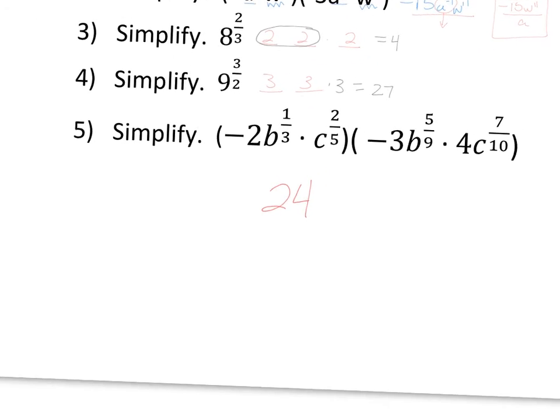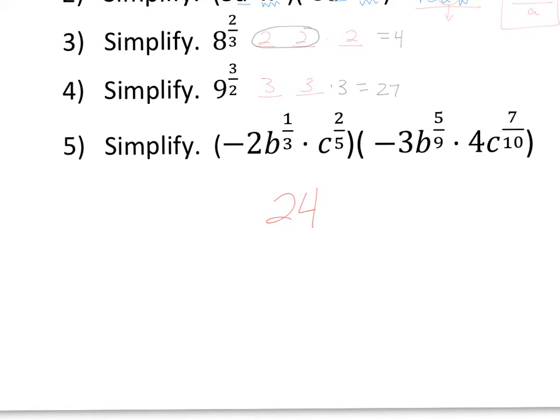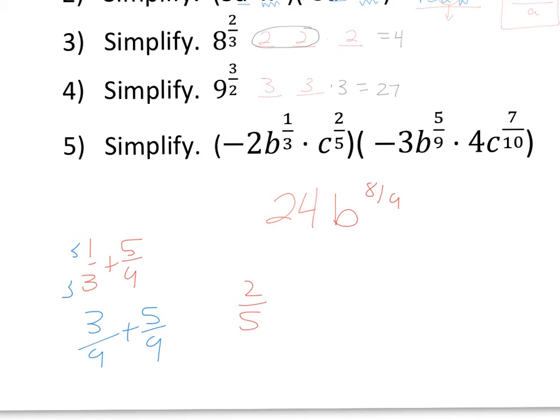Now, if you don't have a calculator or whatever, just off to the side, do 1/3 plus 5/9. Come up with a common denominator here. So we're going to multiply by 3's and get 3/9 plus 5/9 for 8/9. So we have b to the 8/9. Then we're going to do the same thing with the c here. We've got 2/5 plus 7/10. So again, we need a common denominator. We're going to multiply by 2's here to get 4/10 plus 7/10, or 11/10. So it'll be c to the 11 over 10. And that's going to be your final answer.